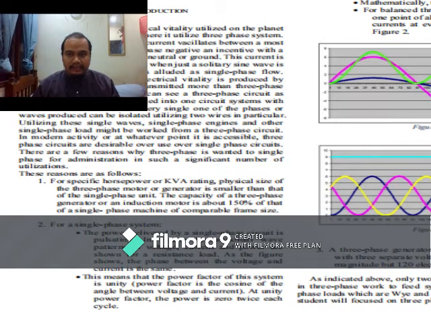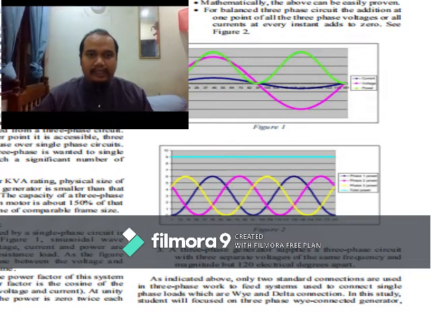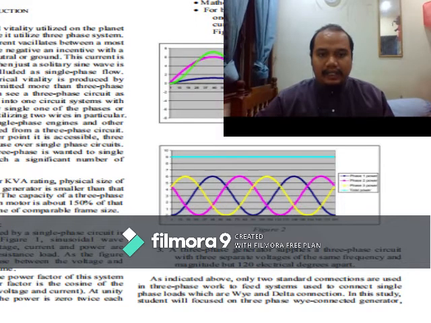For the single-phase system, the power delivered by a single-phase circuit is pulsating. As indicated, the two standard connections used in three-phase work to feed the system and connect single-phase loads are the Y and delta connections. In this task, I focus on the three-phase Y-connected generator, transmission loss and a load with acceptable power factor lagging and frequency as stated according to the Electricity Supply Application Handbook.